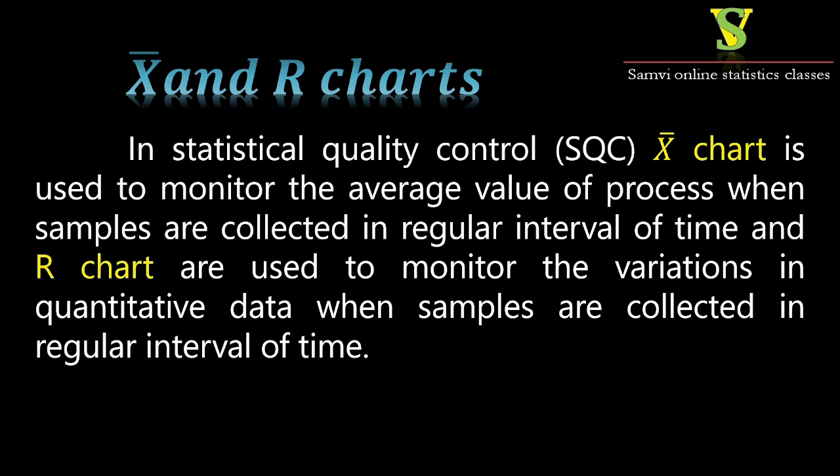Here, the sample size n, generally considered as 4 or 5, is drawn at a regular interval of time. Then the sample mean X bar and the range R are calculated for each of these samples. Then the control charts are drawn for these statistics. Let us discuss control limits.